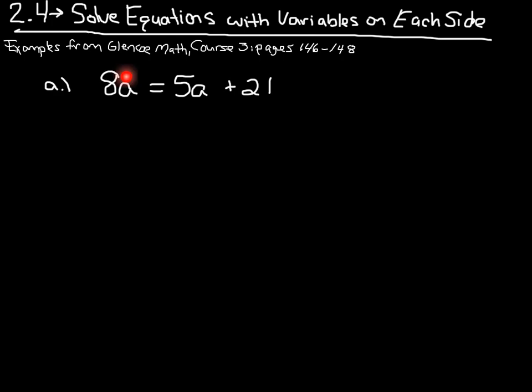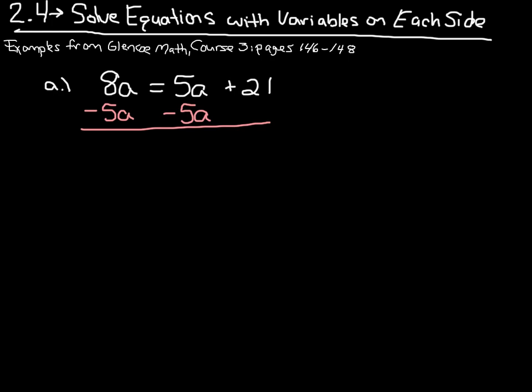So we're either going to move the 8a from the left to the right, or we can move the 5a from the right to the left. And that's actually what we're going to do here. We're going to move this 5a over to the other side. Well, the opposite of this 5a is going to be to subtract 5a from both sides of the equation.